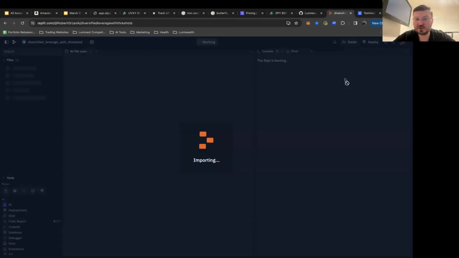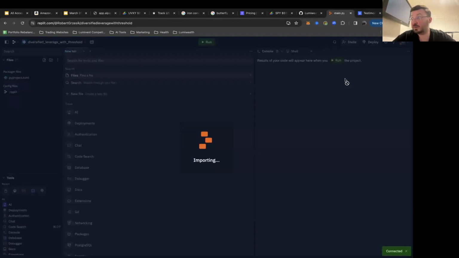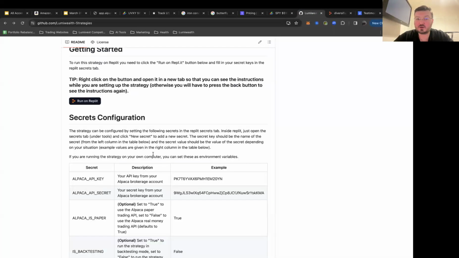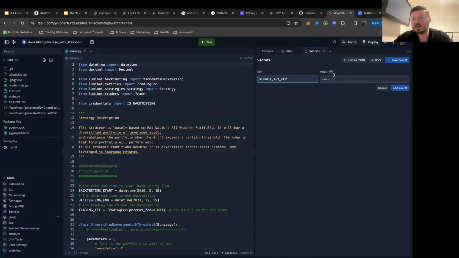I wait for it to load, which takes a little bit. And then once this thing is loaded, all I need to do is put in my secrets. And then I hit run and we're good to go. So basically I go into here, I'll go secrets, I'll add a new secret. I'll go, okay, the first one, my Alpaca API key. I'll put that there. And then I'll actually go to Alpaca, which is a broker.